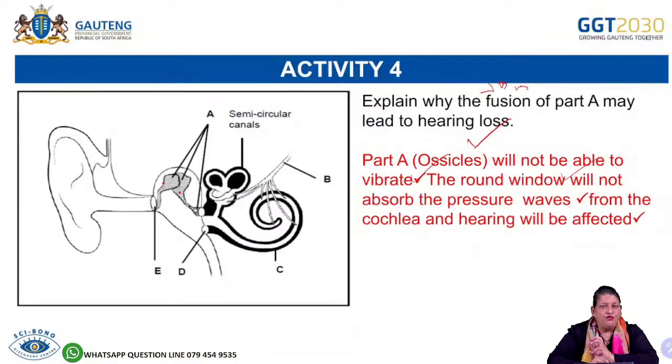Then the oval window membrane will not be able to create pressure waves. The round window will not be able to absorb enough pressure waves, and hearing will be affected.